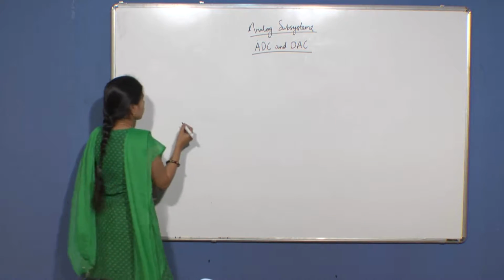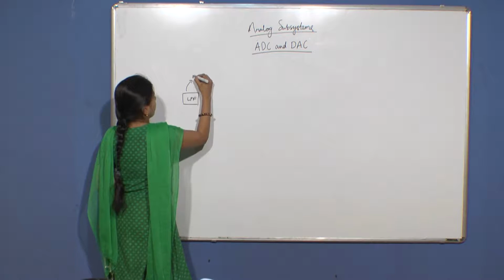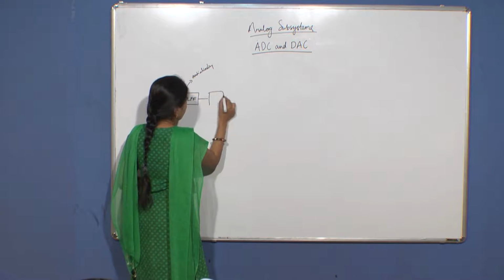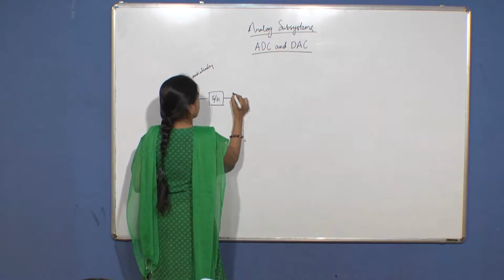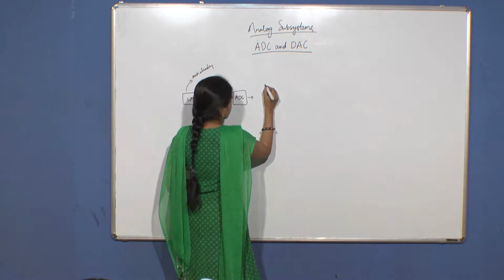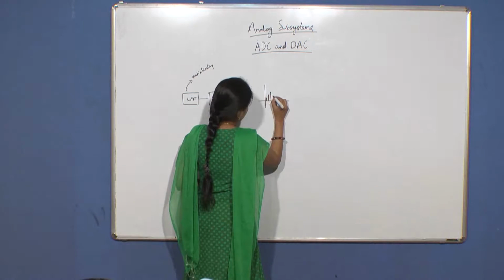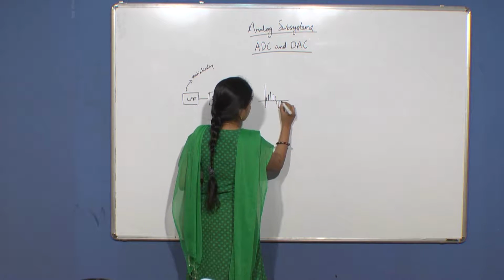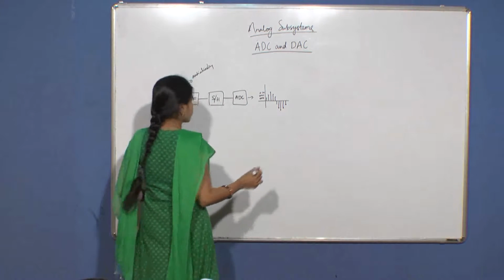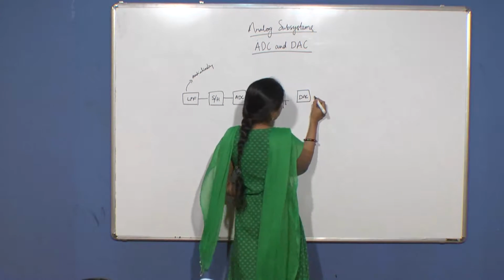So, coming to the basic blocks, you have a low pass filter for anti-aliasing, then you have a sample and hold circuit, then you have your ADC, then this is your digital signal, so this will go to your DAC for digital to analog conversion.